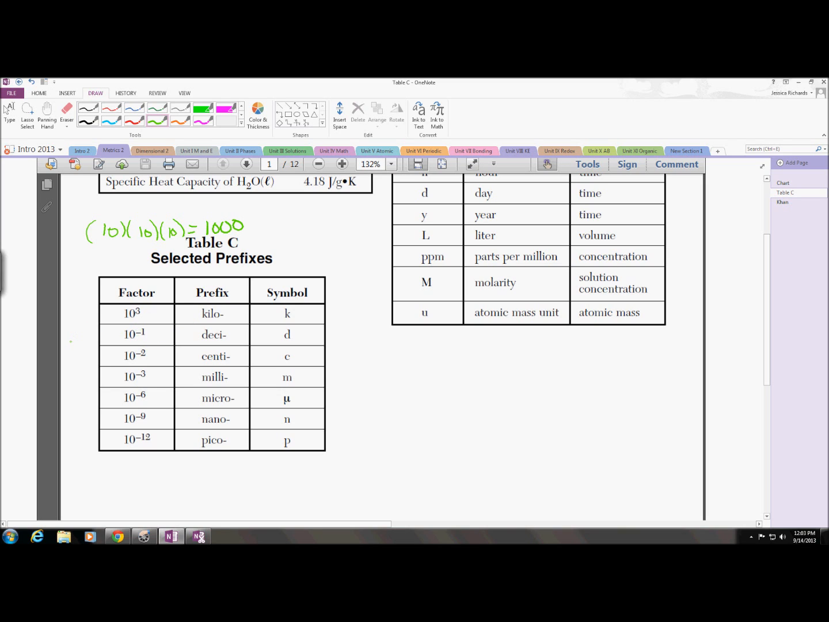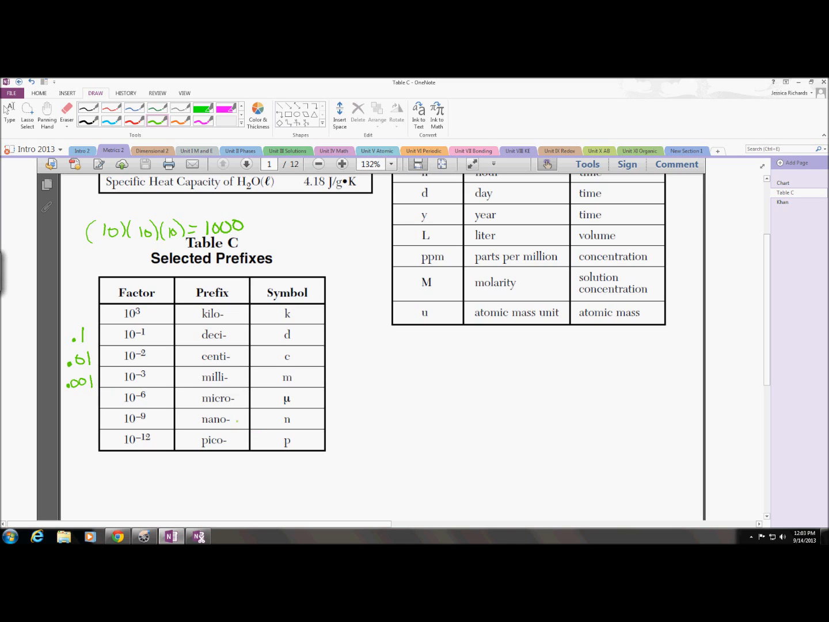That's the same thing as saying 0.1. So a deci is 1/10 the size of your base unit. Centi at 10 to the negative 2. Centi is 1/100th of your base unit, and milli, of course, at 1/1000th of your base unit.